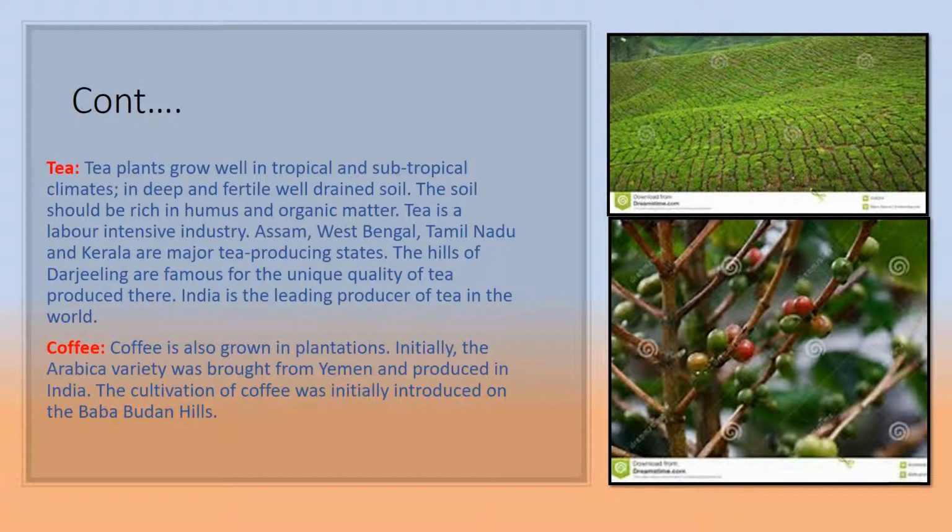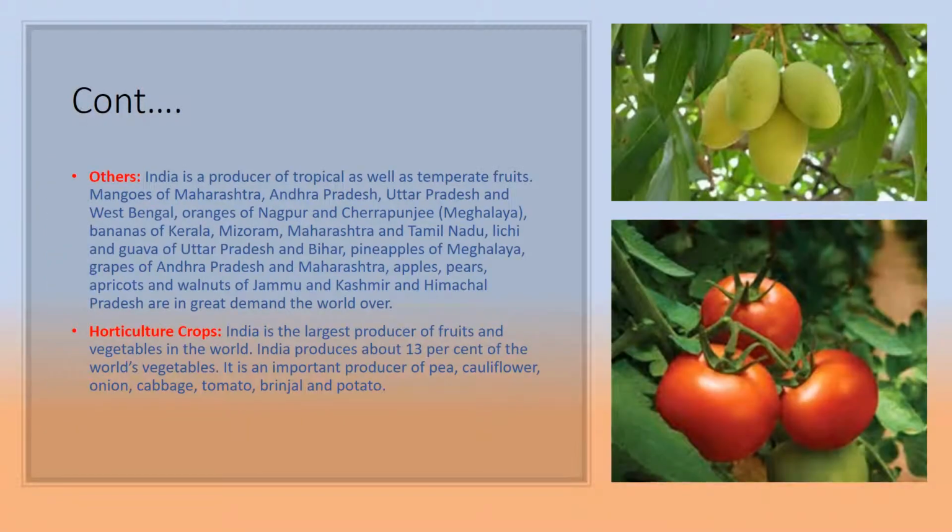Coffee is also grown in plantations. Initially, the Arabica variety was brought from Yemen and produced in India. The cultivation of coffee was initially introduced on the Baba Budan Hills.